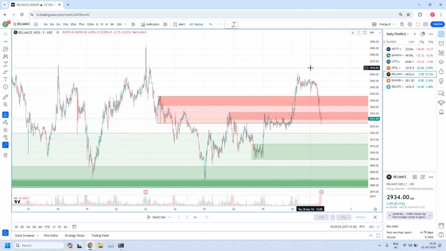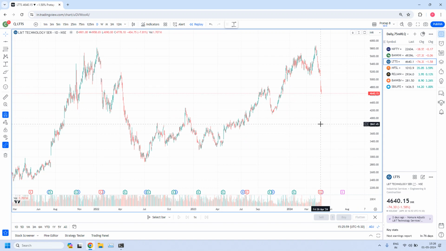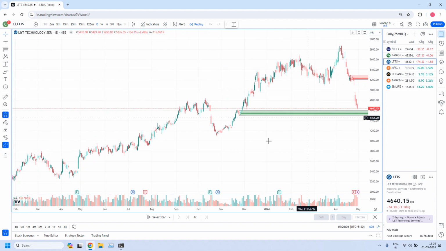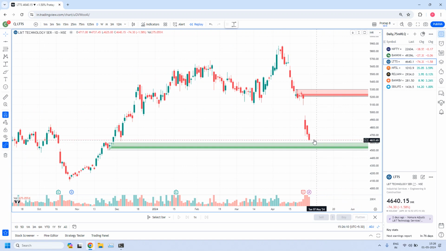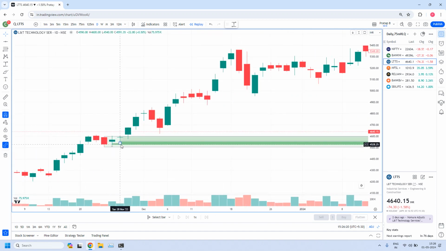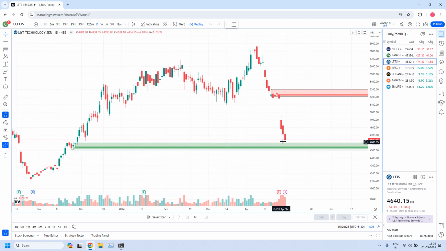So this is about Reliance. And remaining stocks, LTTS is a daily zone. L&T Technology Services. This we already discussed, how to fine tune this zone. I think day before yesterday I explained this. You have an order flow in this area. So please refer to the previous video about how we fine tuned this zone.